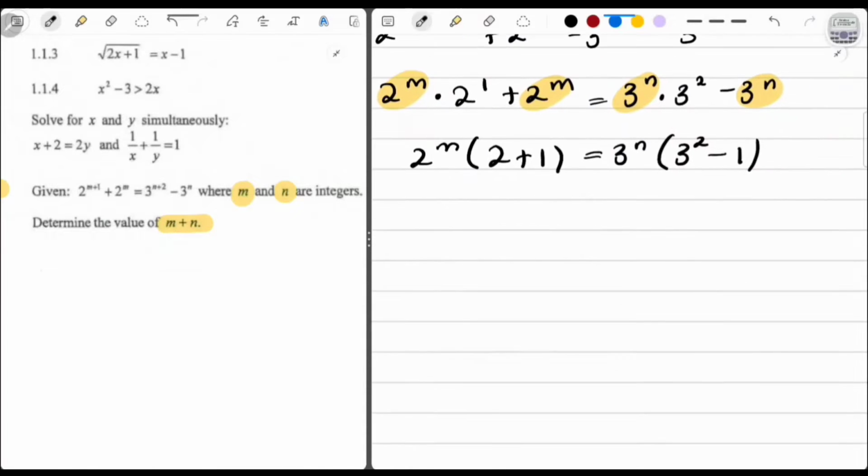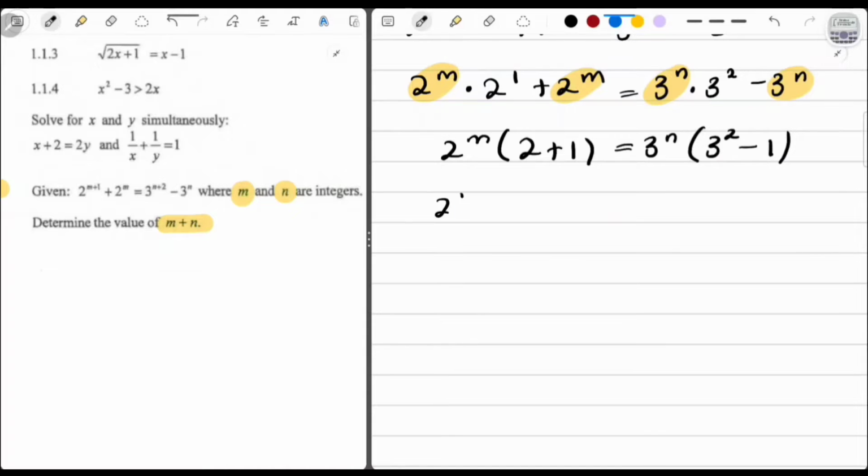Okay. So this is equal to, we have 2 to the power of m times 3, which is equal to 3 to the power of n. And this is going to be 9 minus 1, which is 8.